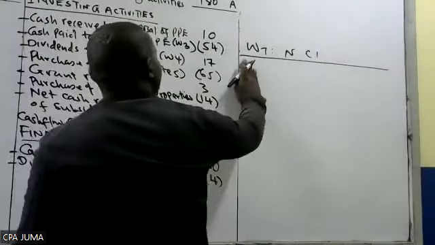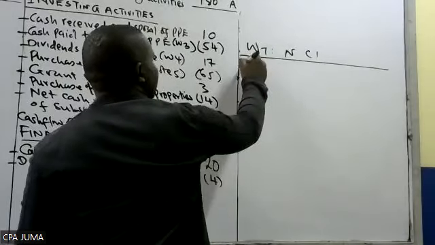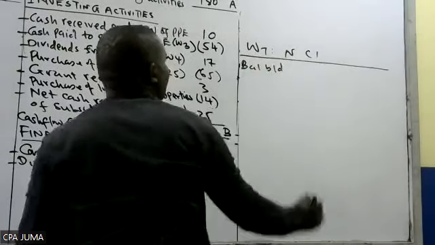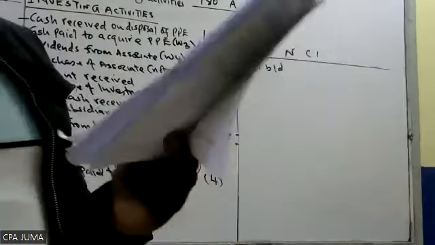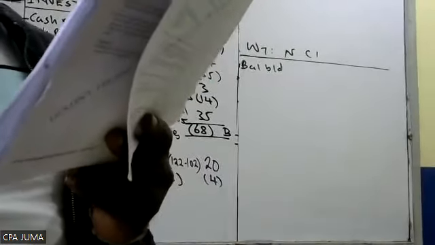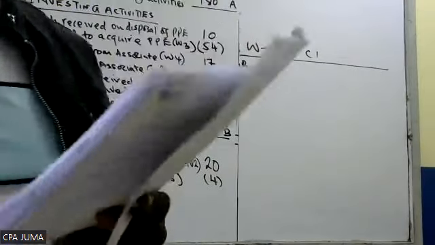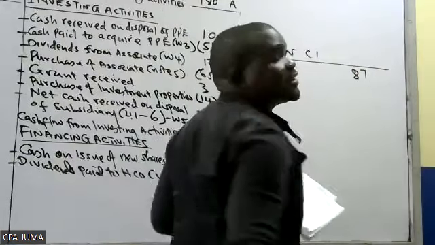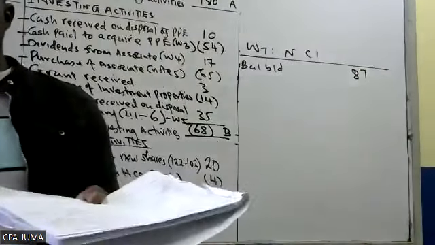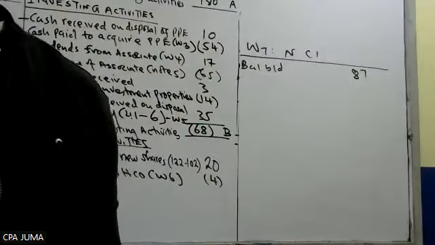Minority. Balance brought down for minority, I'm seeing 87. Check there. 87 at the start.